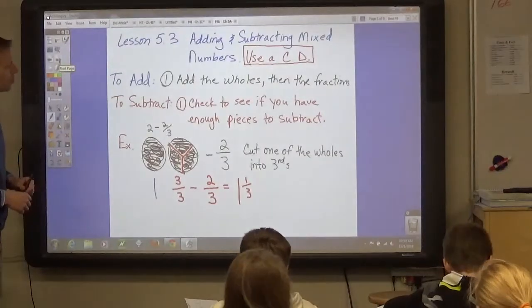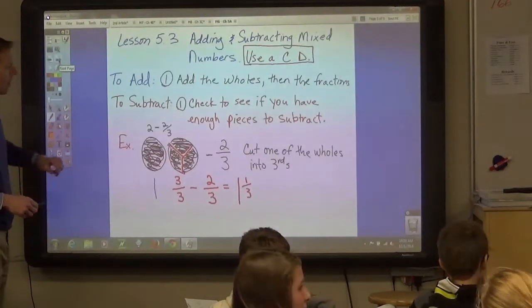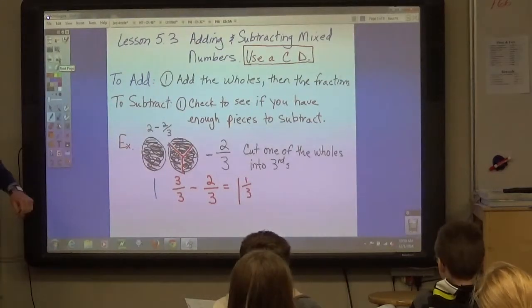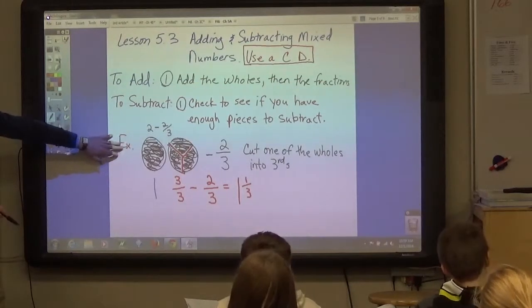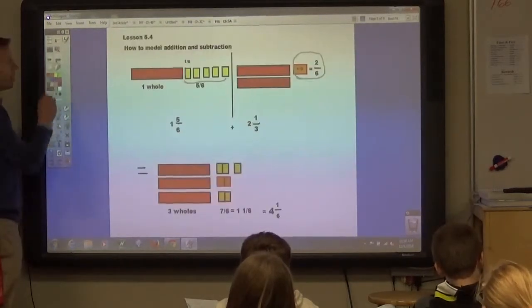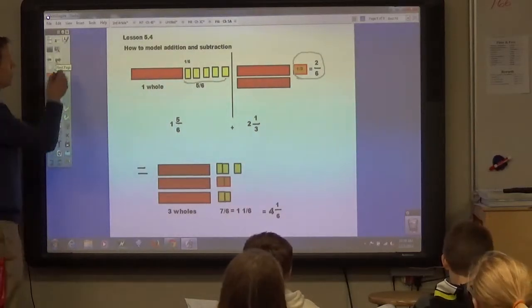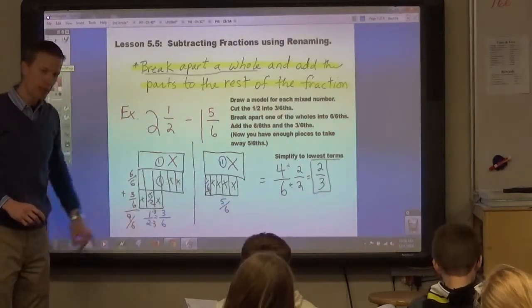Then we added and subtracted mixed numbers. Sometimes when subtracting, you have to see if you have enough pieces. And if you don't have enough pieces, then you have to take one of the wholes and cut it up into fractions. Cut it up into pieces.